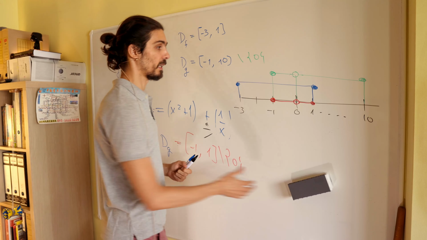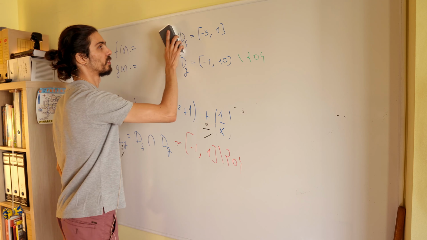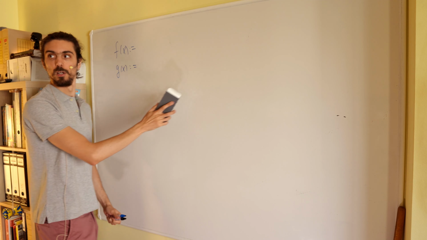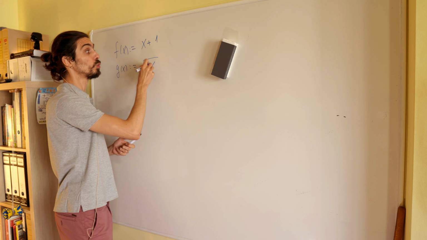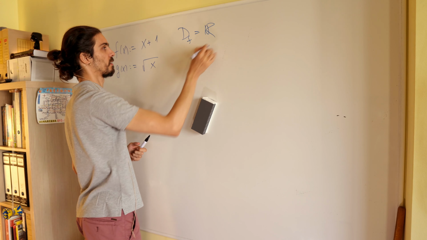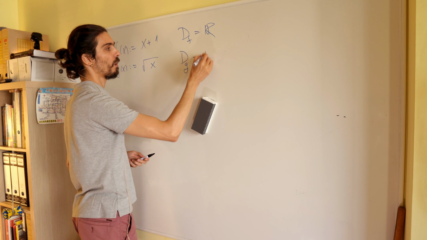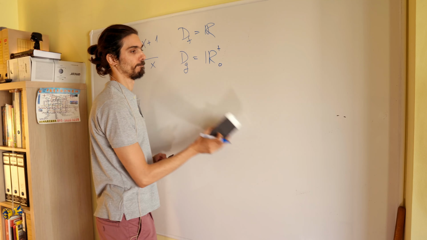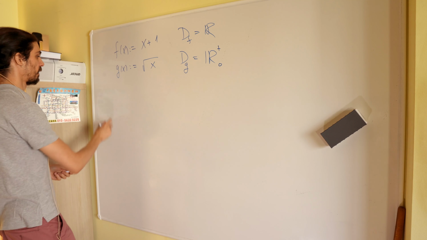Now, let's see another example. Let's erase this. The second example we are going to consider is as follows. You have x plus 1 and the square root of x. Let's choose for the domain of f all the real numbers, and the domain for the square root is all real numbers that are positive or 0.